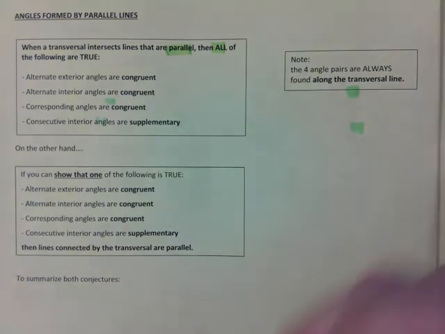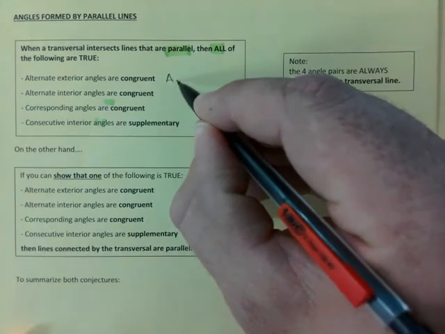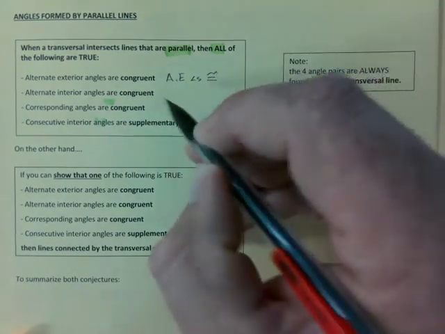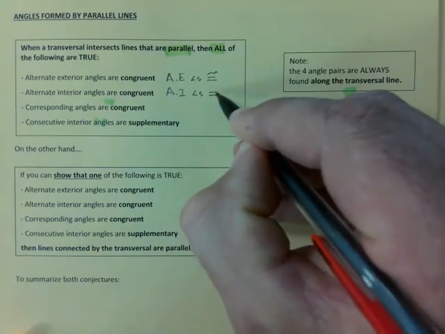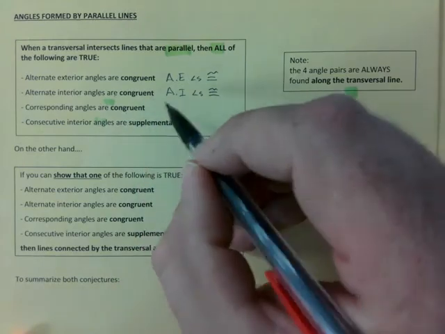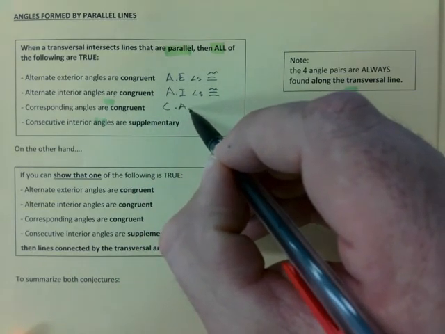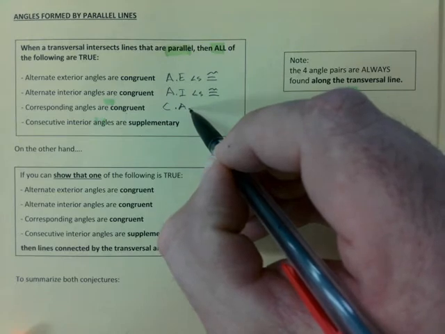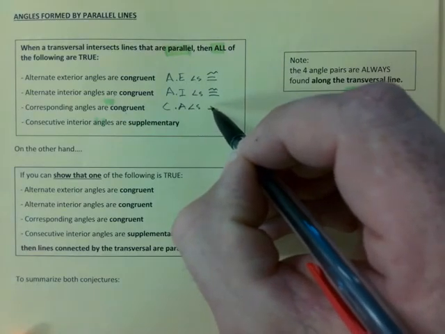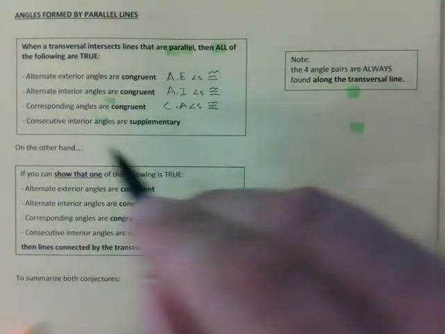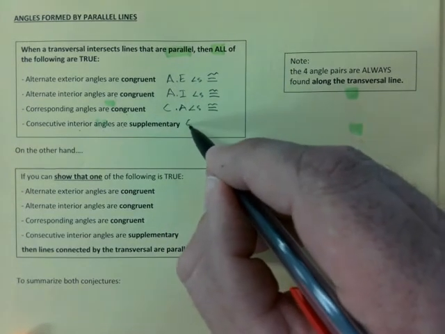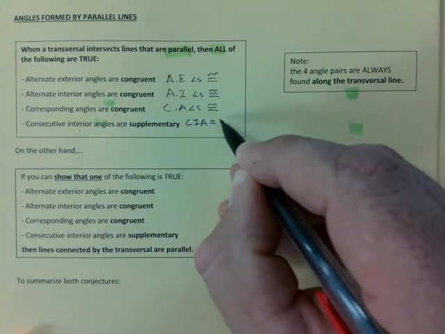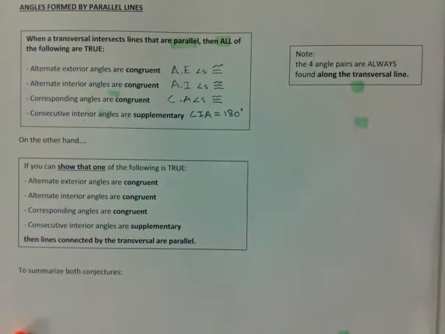Alternate exterior angles are congruent. Alternate interior angles are congruent. Corresponding angles are congruent. And the consecutive interior angles are, oh wait, supplementary. That's the one you need to remember. CIAs add up to 180 degrees. So if lines are parallel, then that is going to be true.